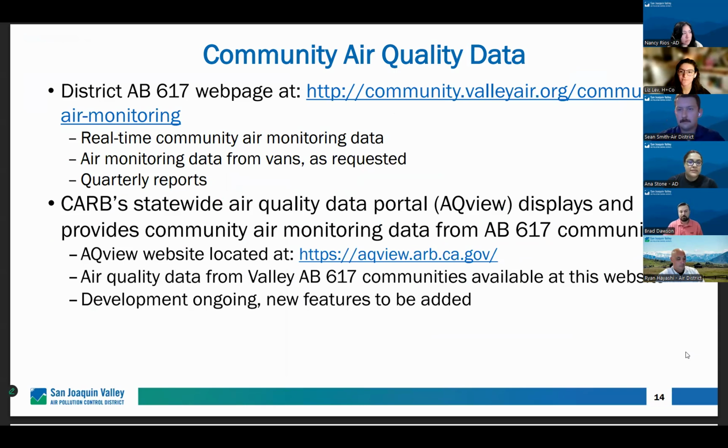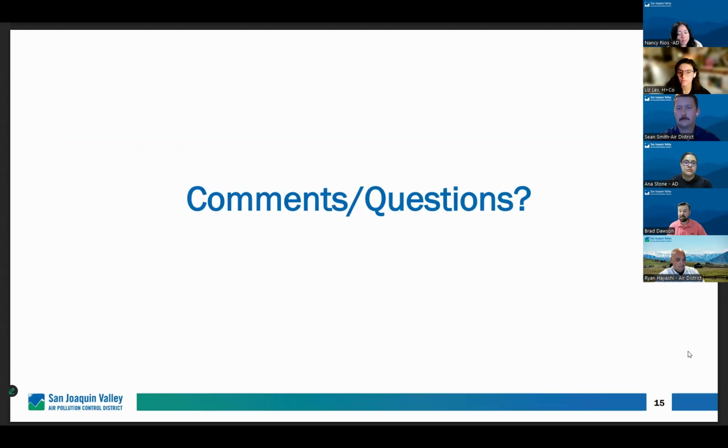I'll take this. Again, as I mentioned earlier, we have our community webpage that shows all of our air monitoring efforts in real time, not just the PM 2.5 that we highlighted tonight. And there is also the CARB statewide air quality portal called AQ View, where you can use this link right here to locate all the AB 617 communities statewide as well. And I think that's it. Do we have any questions?